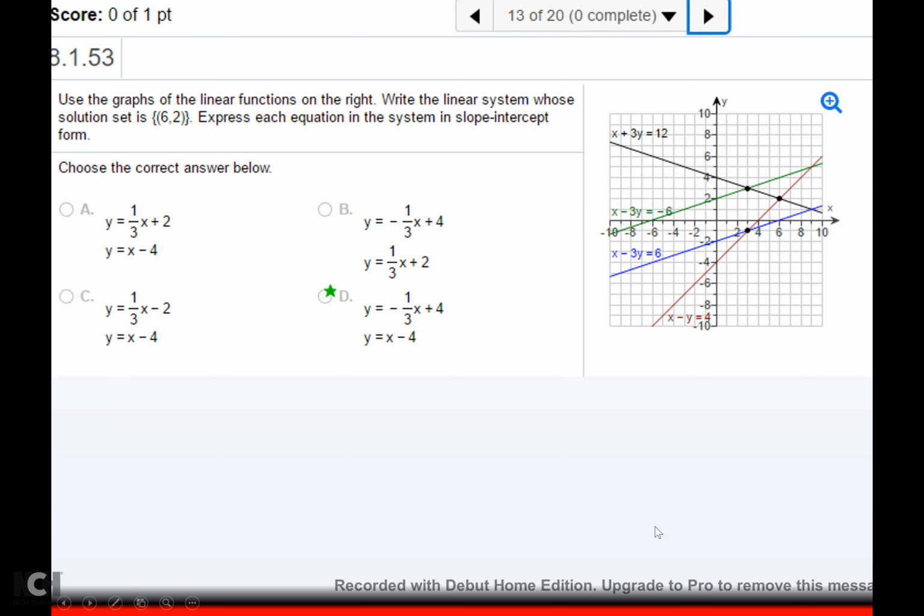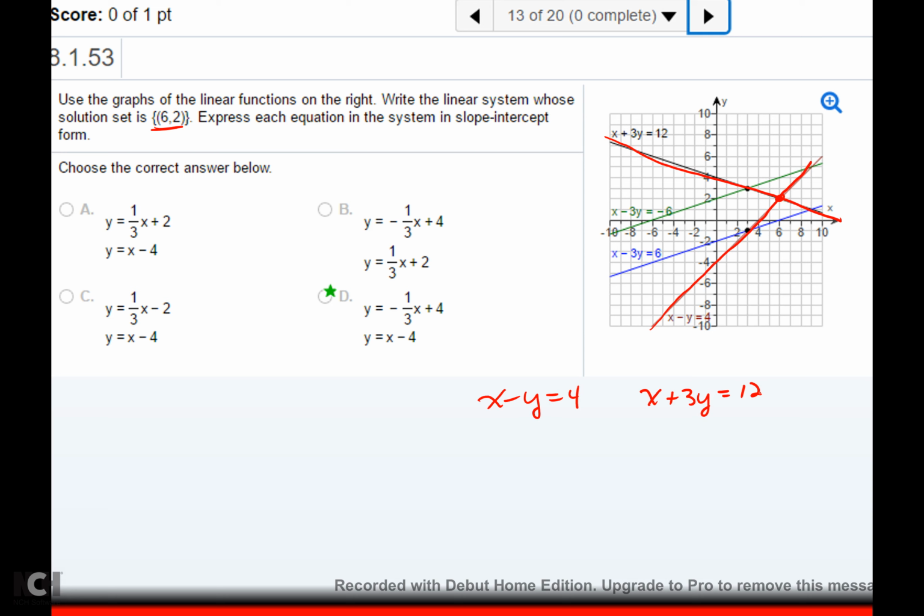I fixed it. Okay, so it says use the graphs of the linear functions on the right. Write the linear system whose solution set is 6, 2. Express each equation in the system in slope-intercept form. So I'm looking for a solution of 6, 2, which means over 6 up 2. Well, that's this line right here, which is x minus y equals 4. And this black line right here, which is x plus 3y equals 12.